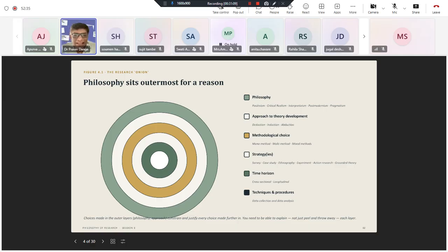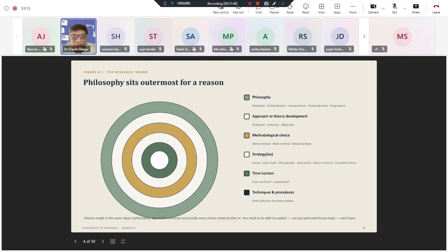There are six layers: from outside to inside, from philosophy to techniques and procedures. That's where we want to reach. If I'm using a survey as a procedure and a Likert scale as an instrument, the measure for this, right? I need to have the philosophical underpinnings. I need to have justification going through all these, right? Philosophies, whether it is positivism or interpretivism, then we need to decide upon the approach to theory. From philosophy, you need to derive your approach. Approach could be deduction, induction, or abduction. We'll come to those terms subsequently.